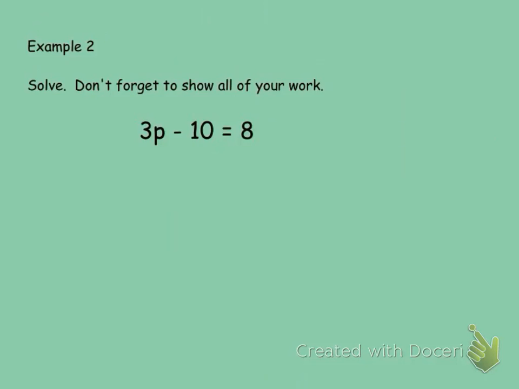Alright, let's take a look at a second example. 3p minus 10 is equal to 8. So again, the first thing I want to do is draw my line through the equal sign. Okay, I want to identify the next step. So my next step, what do you think that's going to be? You're right. I want to highlight the variable. When I highlight the variable, that means I'm going to keep that alone. I want to keep that by itself because it's the last thing I want to get to.